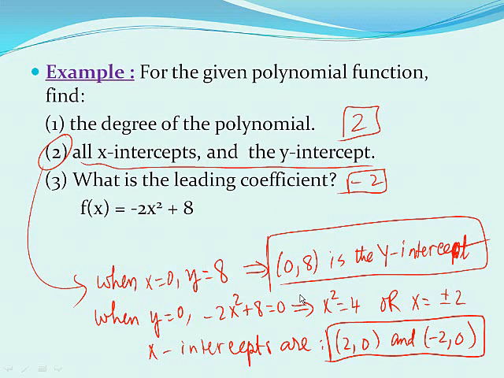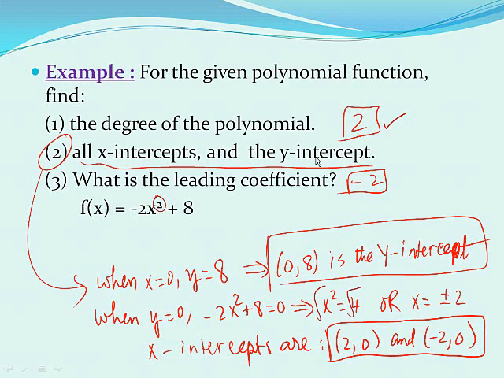Example, for the given polynomial function, find the degree of the polynomial. Degree of the polynomial is the highest power. Here it is 2. So the degree of the polynomial is 2. To find the x-intercepts, put negative 2x squared plus 8 equal to 0, which gives x squared equal to 4. Take the square root on both sides. x is equal to plus or minus 2. So the x-intercepts are 2, 0 and negative 2, 0.